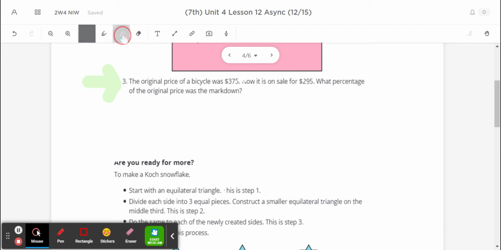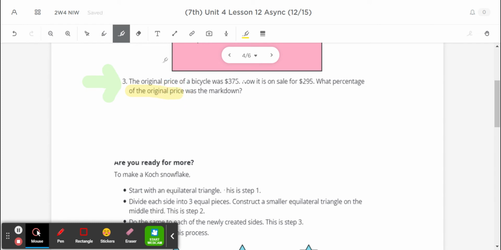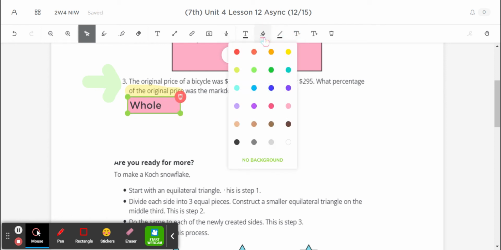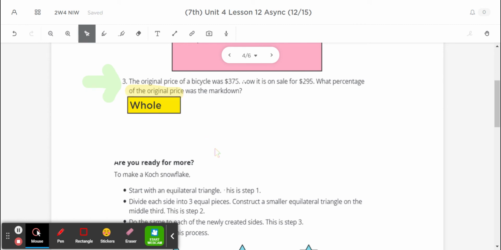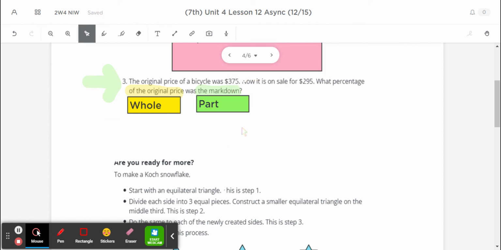Let's check our work. I know that I'm looking for the percentage of the original price. So I know that the original price is my whole. I know that I'm finding the percentage of the original price that is the markdown. In other words, what percentage of the original price was the markdown? The markdown was a portion of the original price. And so I'm looking for the markdown as a percentage of the original price, which means the markdown is my part. And so once again, I've got my whole identified and I've got my part identified.